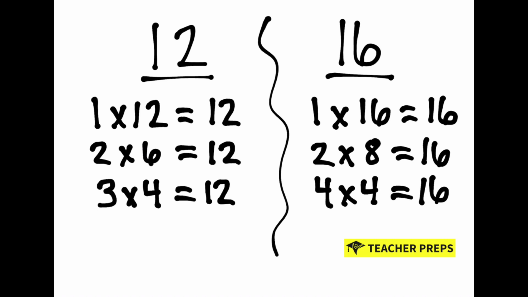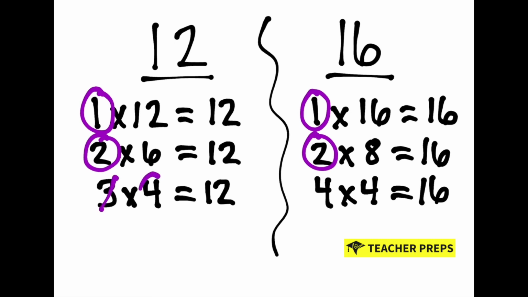If you remember, step 2 is to circle the common factors. So let's go through and circle what we have in common. 12 has 1 and so does 16. 12 has 2. 16 also has 2. 12 has 3, but 16 does not have 3. 12 has 4, as well as 16.